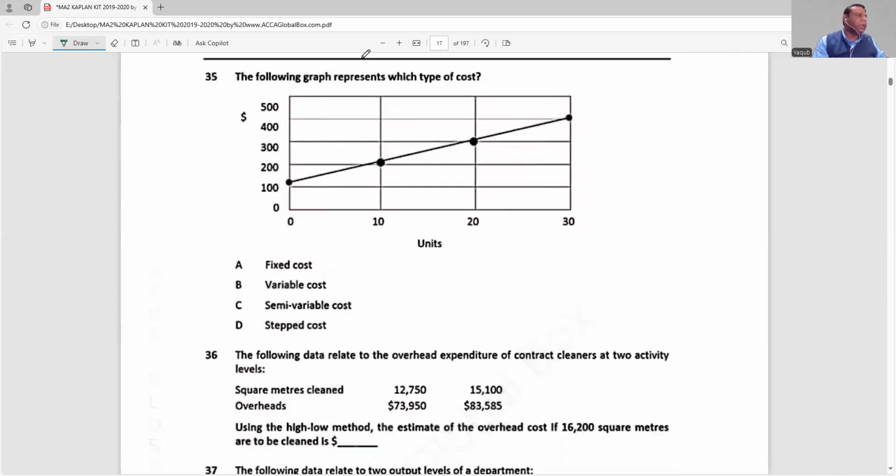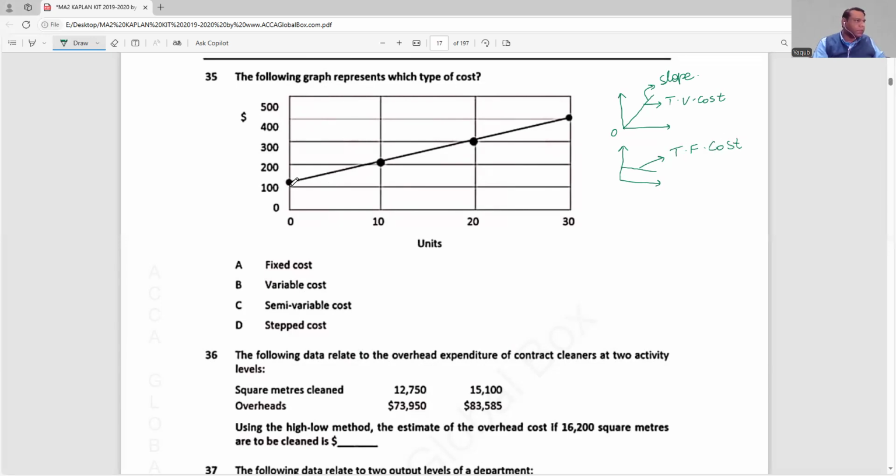Next one: the following represents which type of cost? Basically, where is this graph starting from? This graph is starting from here, not from the origin. Suppose your graph starts from the origin, 0. If the graph starts from here, what is it called? This is called total variable cost. Remember one thing, total variable cost is always shown by this slope. If the graph shows a simple straight line, it is called total fixed cost.